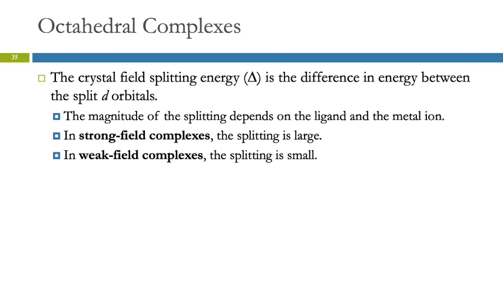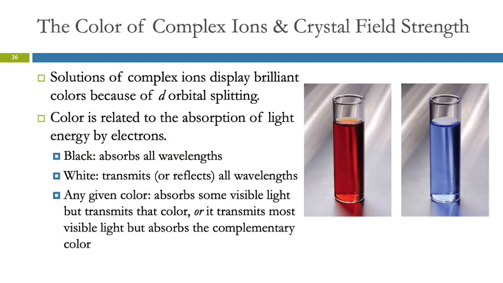So that difference in energy is called the crystal field splitting energy. The magnitude, how big it is, depends on the ligand. So there are strong field complexes that have a big amount of splitting, large crystal field splitting energy, and there are weak field complexes where the splitting is smaller. And this explains the beautiful colors that we observe from many complex ion solutions.